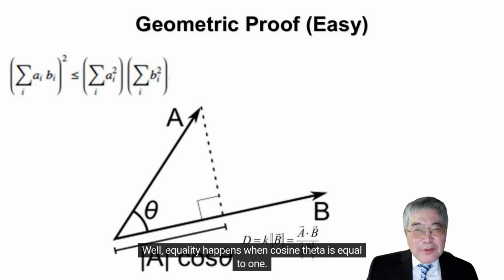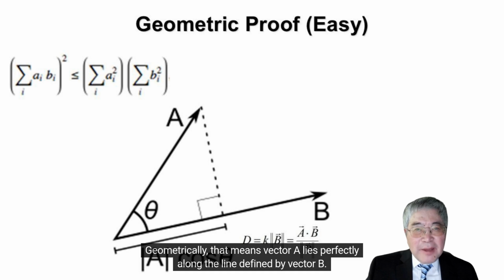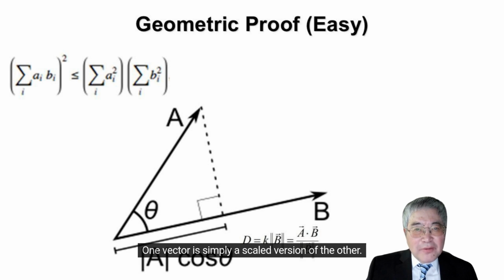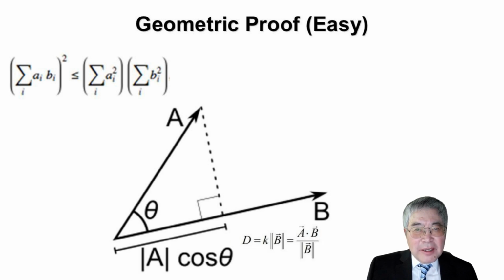Well, equality happens when cosine theta is equal to 1. In other words, when theta equals 0. Geometrically, that means vector A lies perfectly along the line defined by vector B. One vector is simply a scaled version of the other.